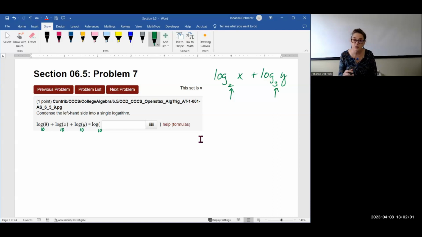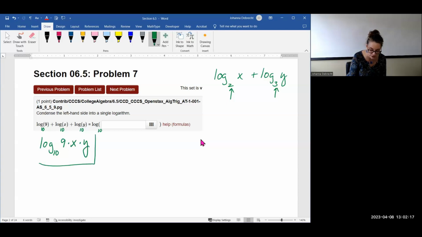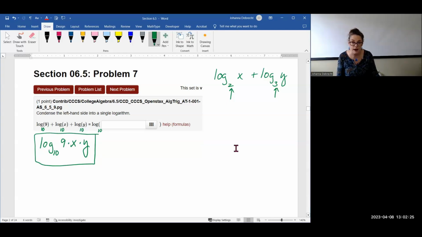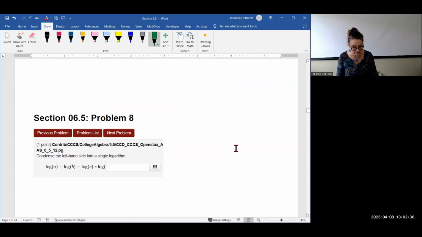And then the next thing we would take care of is we would contract any addition into products in the answer part. And we do have that. So this is going to become the log base 10 of 9 times x times y. And that actually is as far as I can go because there's not a subtraction. And that's it. That's all I have to do. So this is just a way of contracting it back into a single logarithm, right?